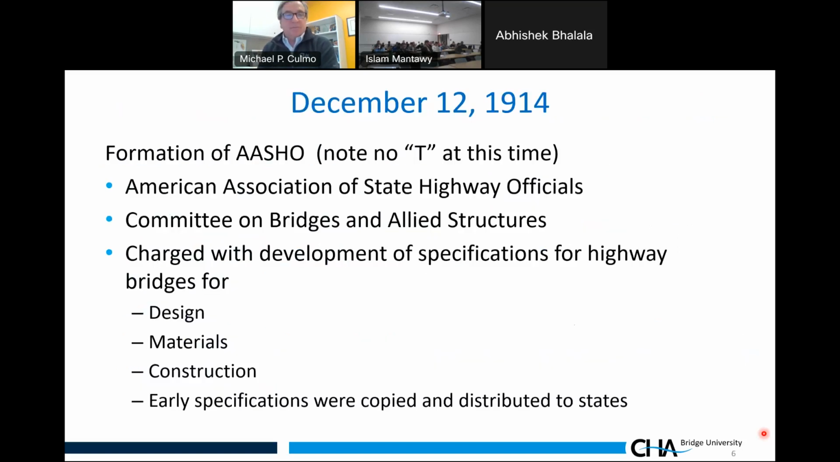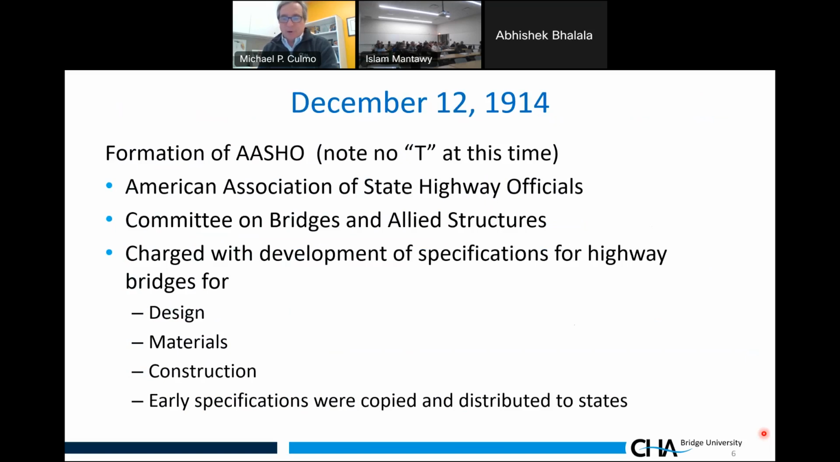December 12th, 1914 is a momentous date. It's the formation of ASHO. I made a note there. There's no T at this time. It's the American Association of State Highway Officials. The T comes in later. At that time, they formed a committee on bridges and allied structures, which is the beginning of the development of a bridge code or specification in the United States. So they were charged with development of specifications for highway bridges, for design, for materials that are commonly used for construction.